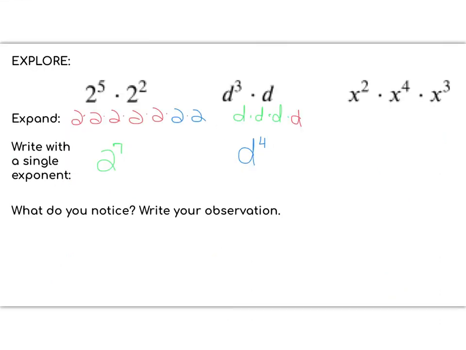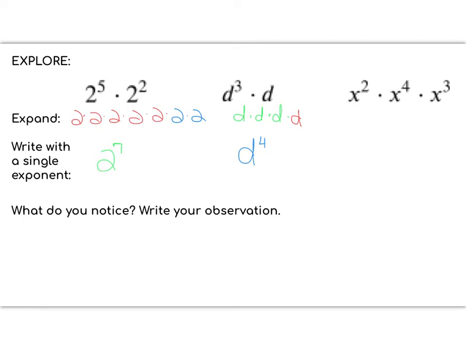If you were not in class, here is a brief explanation of how we got to the rule we're talking about today. If I have 2 to the 5th times 2 squared, well, 2 to the 5th means 2 times itself 5 times, so I wrote that out, and 2 squared equals 2 times itself twice. Well, now I have 2 multiplied by itself 7 times, so I could rewrite this with a single base and a single exponent of 2 to the 7th.